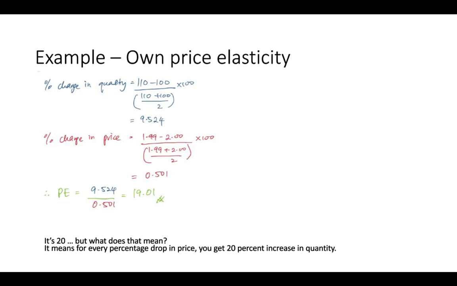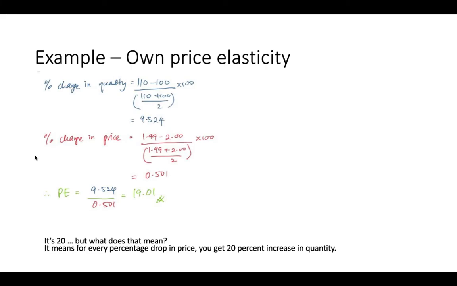So this is how you want to calculate the own price elasticity. You need to find out the percent change in quantity, which is 110 minus 100 divided by 110 plus 100 divided by 2, times 100. So remember, this is the quantity once you change the price, and this is the initial quantity. And that gives you 9.524.